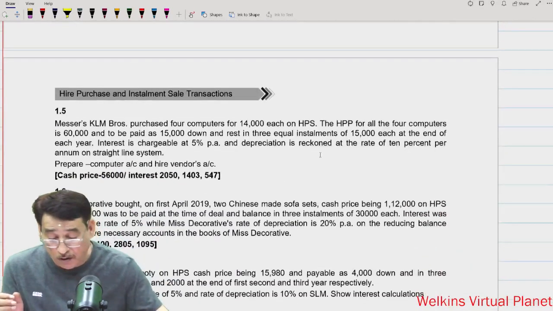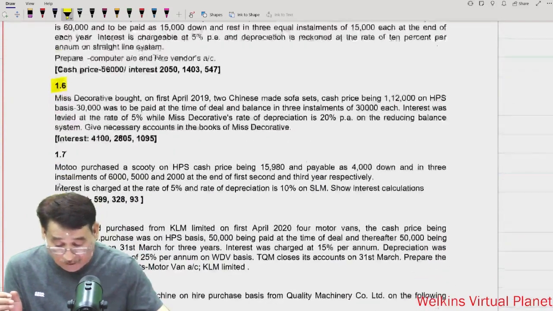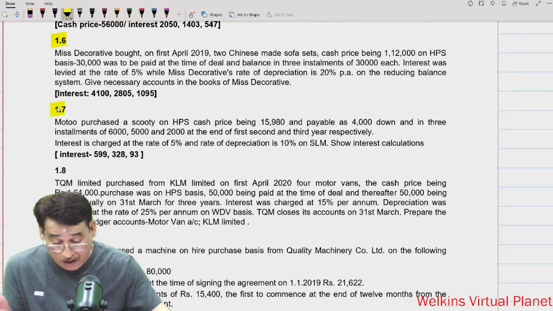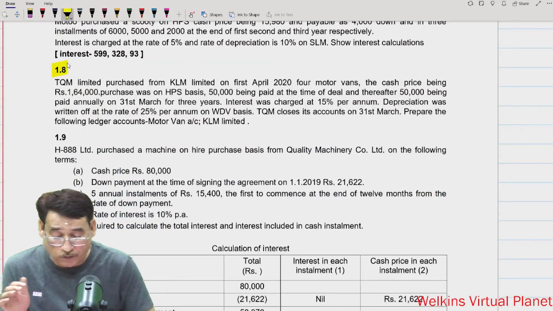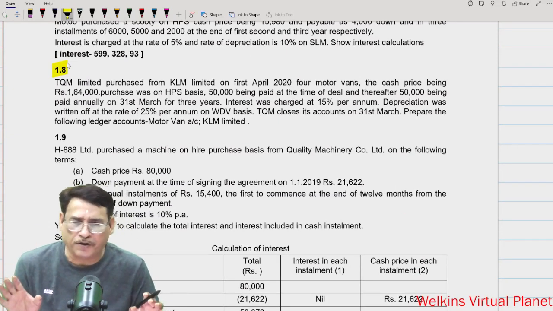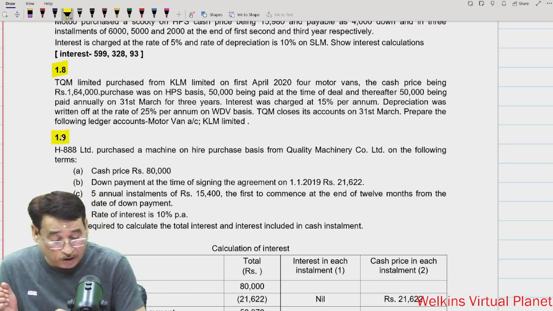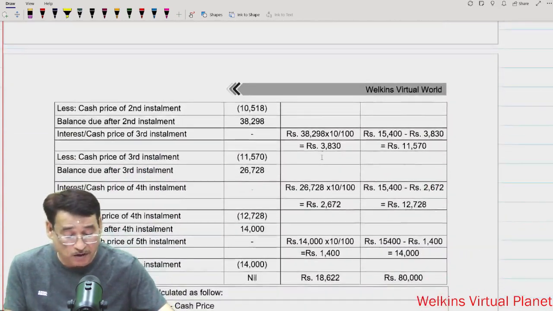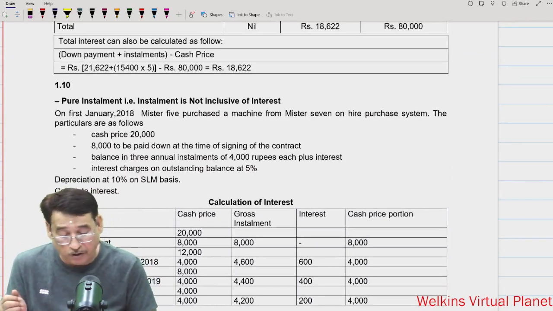1.4, 1.5, 1.6, and 1.7, and even 1.8. All these questions are of the same pattern. All you have to do is just the calculation of interest in these questions. Now I am picking up question number 1.9, which you can also do. It is also given in a solved manner. It is just related to calculation of interest only.